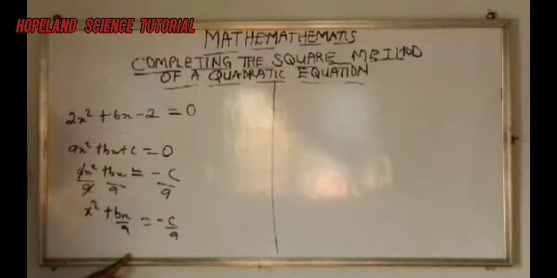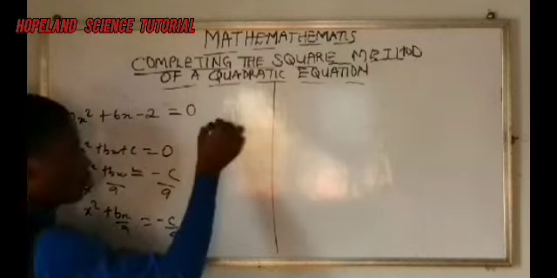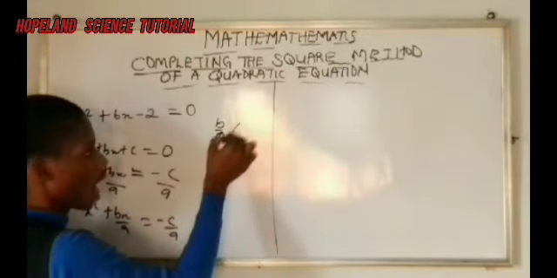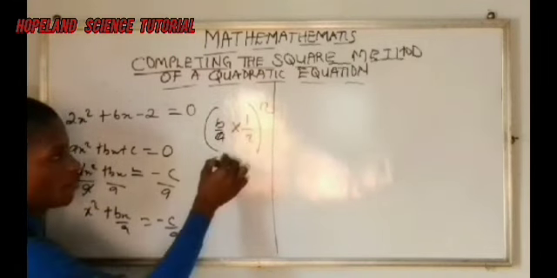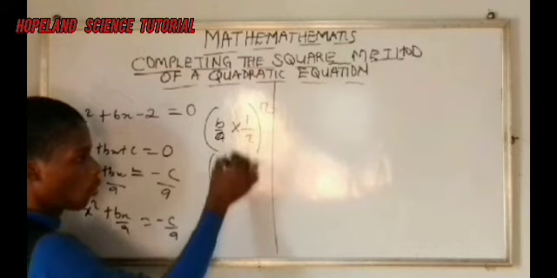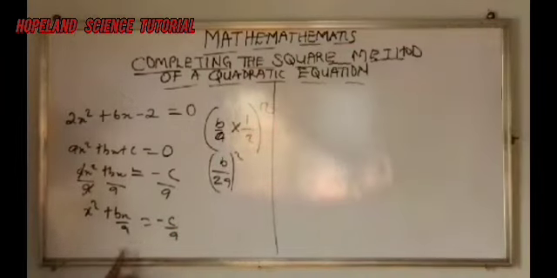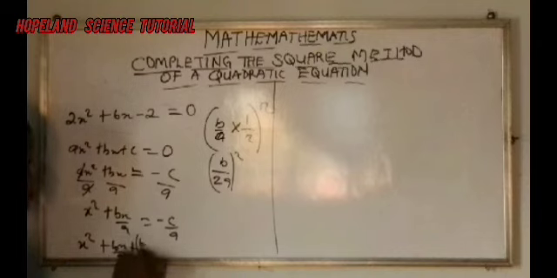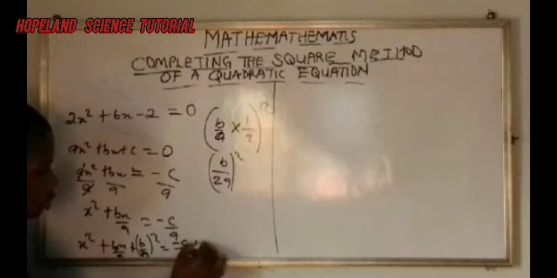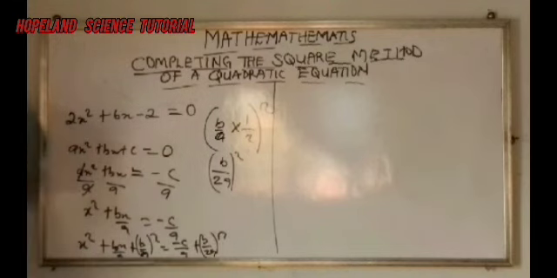The third step is that you add to both sides the square of half of the coefficient of x. The coefficient of x is b over a, right? I will half it, which means divide by 2, then raise it to the power of 2. So I'll have b over 2a all squared. I'll add this value to both sides. I will have x squared plus b over a x plus b over 2a all squared equals minus c over a plus b over 2a all squared. That is the third step.